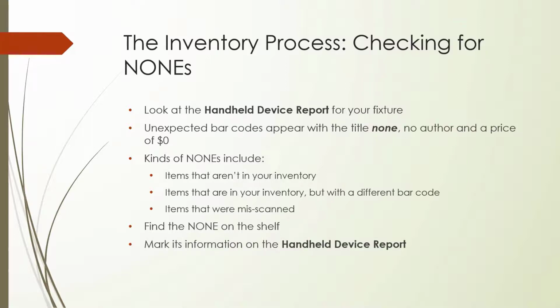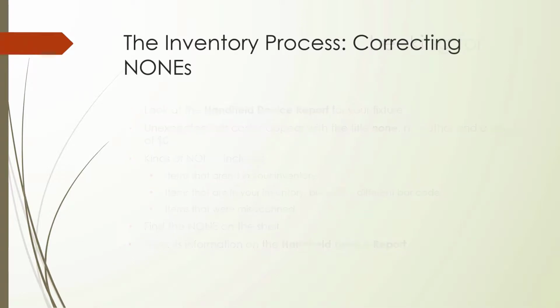The checker should compare the scanned ISBN on the report to the barcode on the book, and write down the correct barcode number. The checker should also note the title and price of the item. To correct the none item, the checker will need to know why the barcode isn't in Booklog and correct it accordingly.